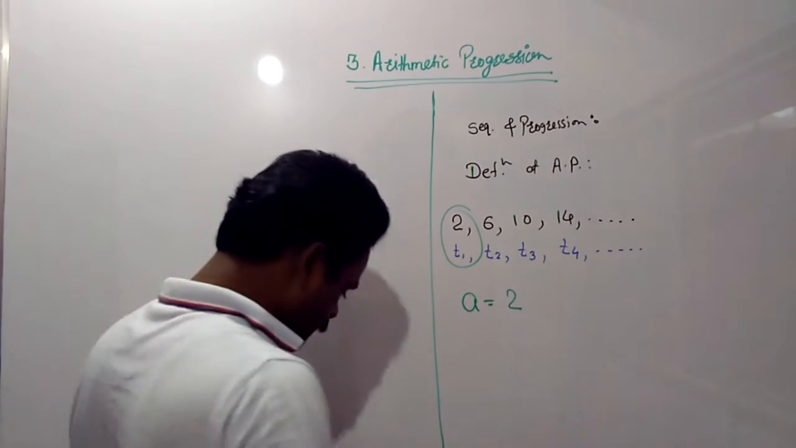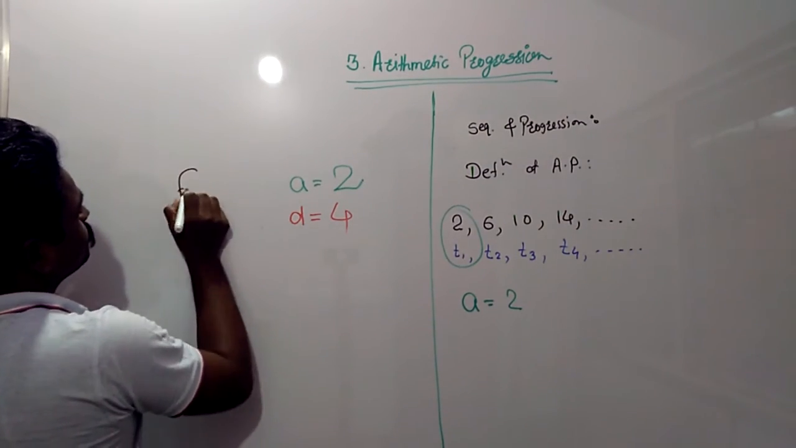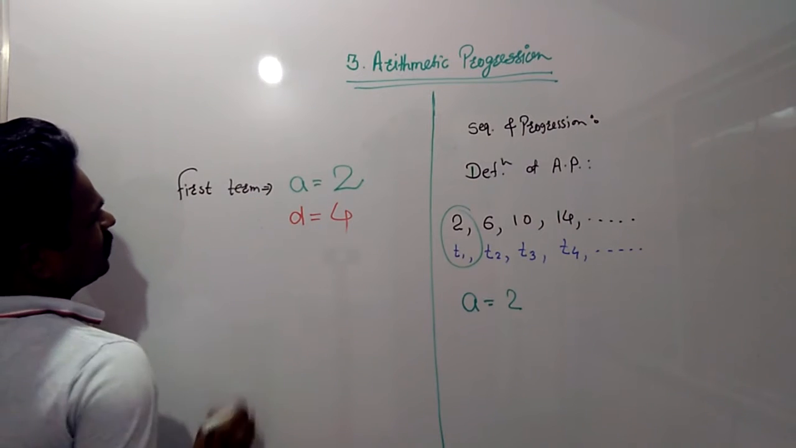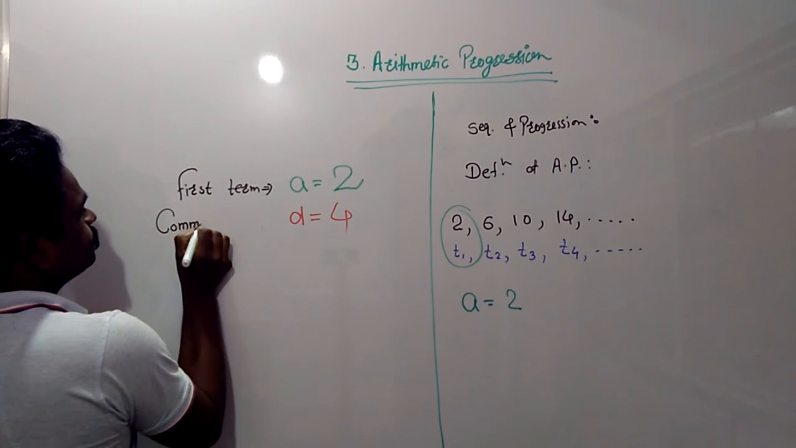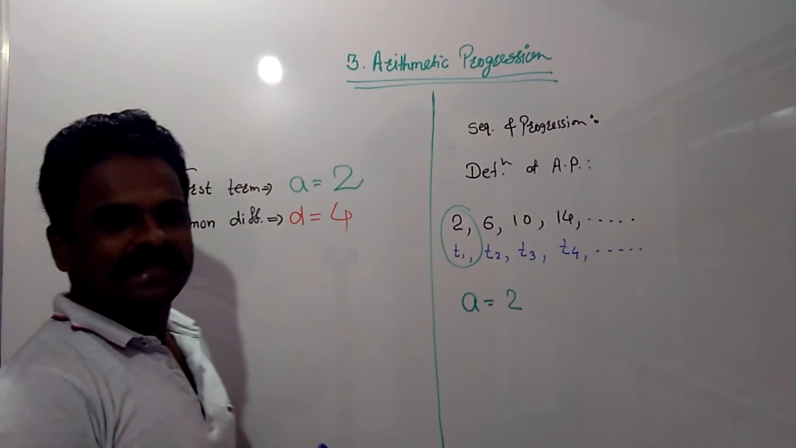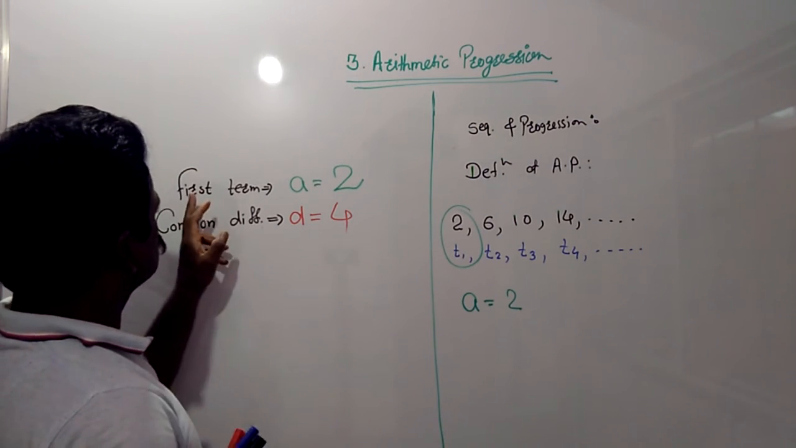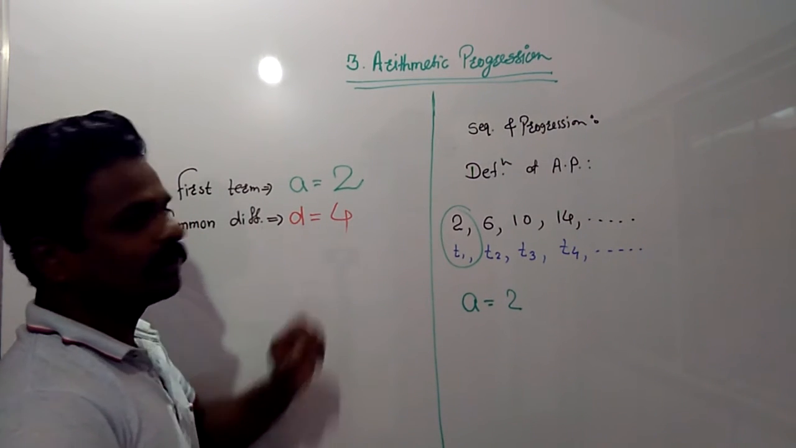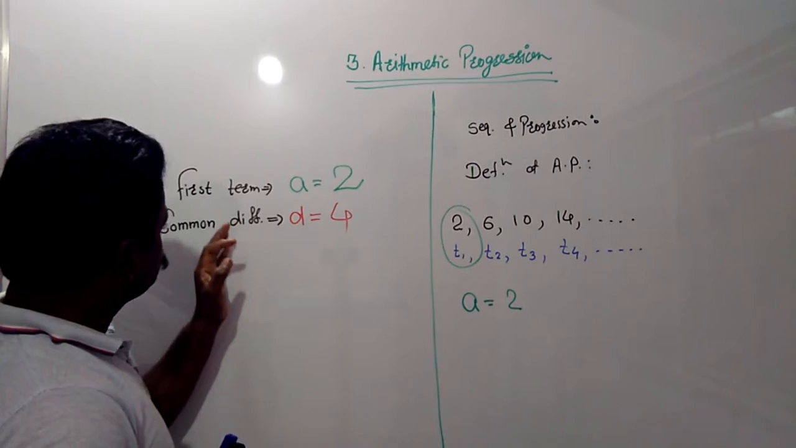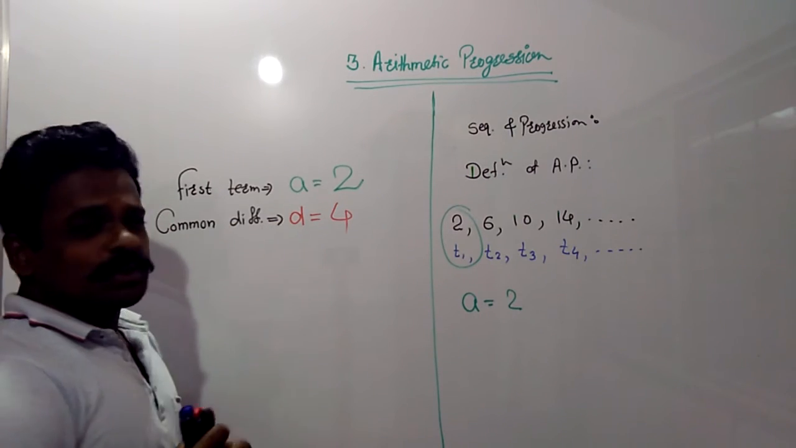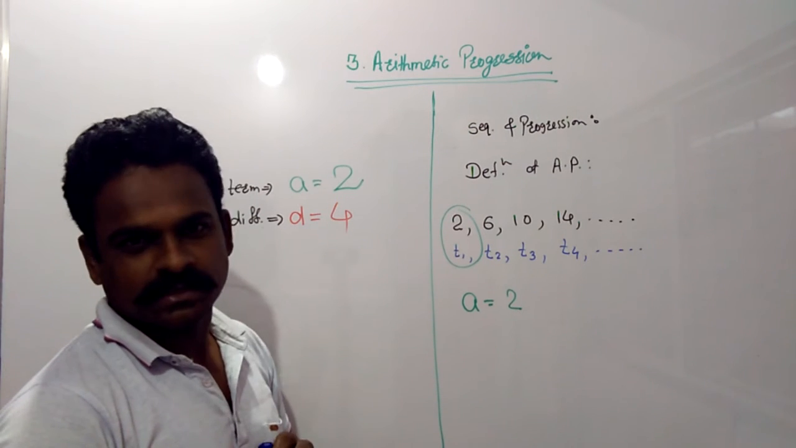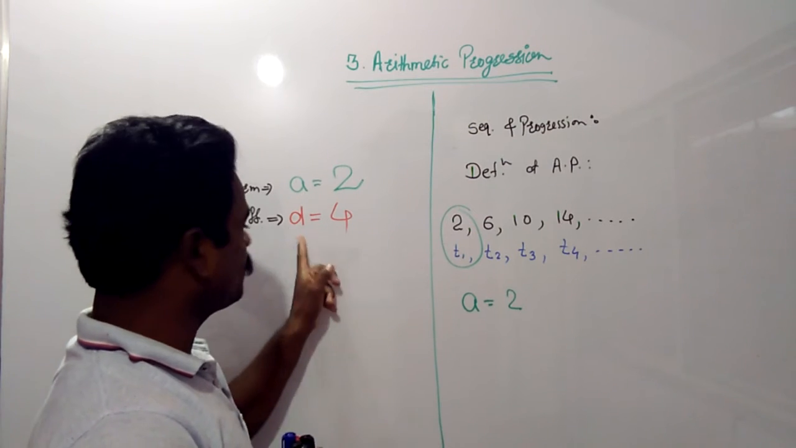So the first term is given by a is equal to 2, and the common difference is denoted by d is equal to 4. No problem. With the help of only these two terms we can find the whole arithmetic progression, that means the whole sequence.